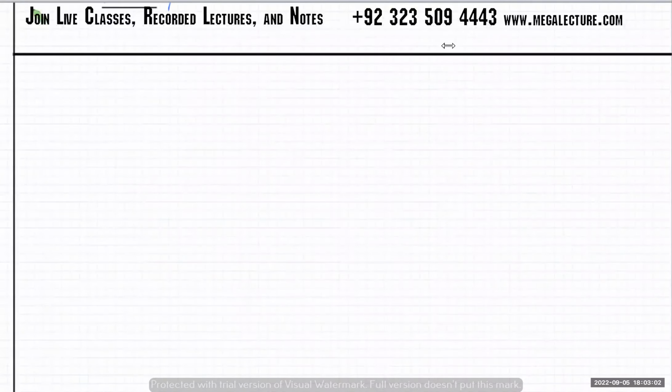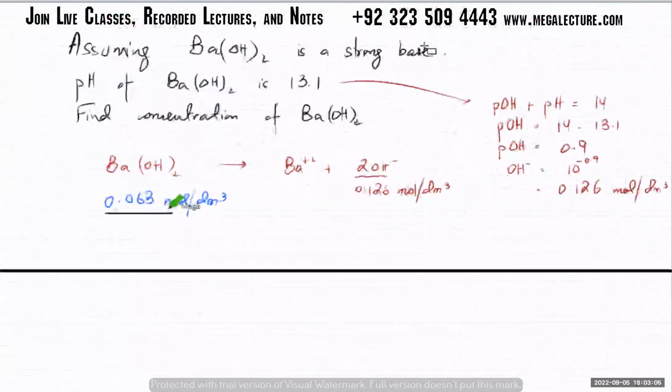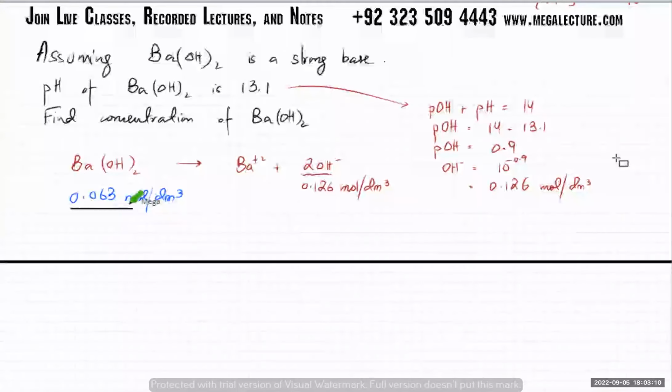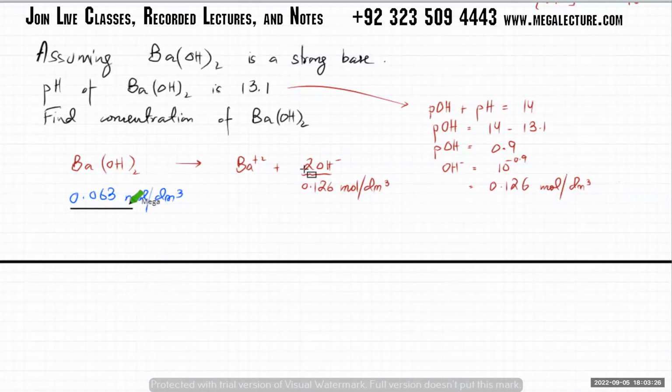The 0.063 is just half of that. They gave us the pH. I converted it to pOH, and from pOH I was able to figure out the OH ion concentration. Since I figured out the OH ion concentration, how many OH ions does barium hydroxide produce? It's 2, right? The moles are in a 2:1 ratio, so the concentration of barium hydroxide would be half of this. Is this clear?